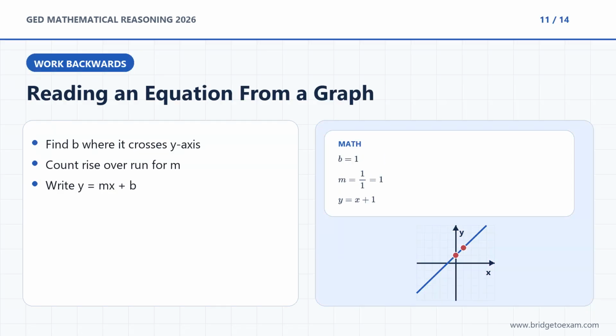You can also read the equation from a picture. First, find where the line crosses the y-axis, that is b. This line crosses at (0, 1), so b is 1. Then count the rise over run between 2 clear points to get the slope. Here, it climbs 1 and runs 1, so m is 1. The equation is y = x + 1.